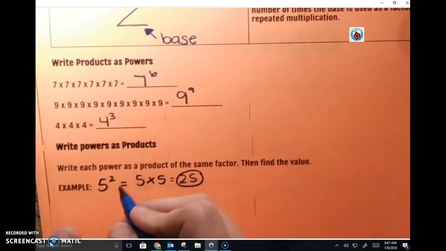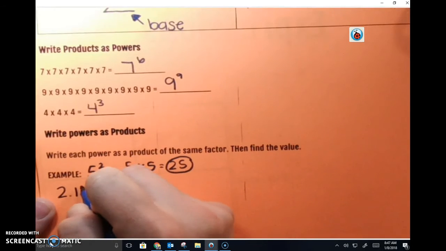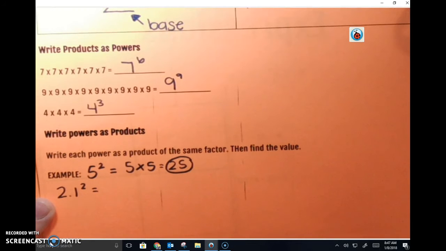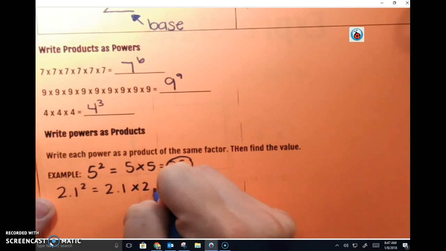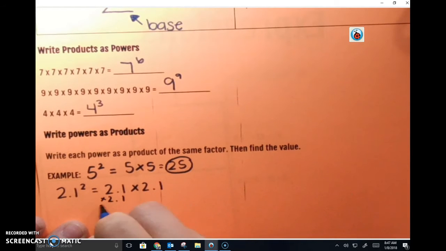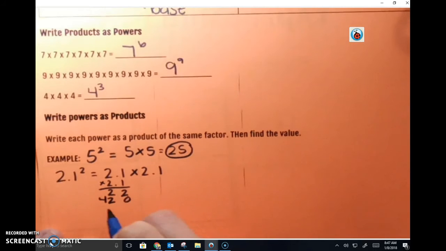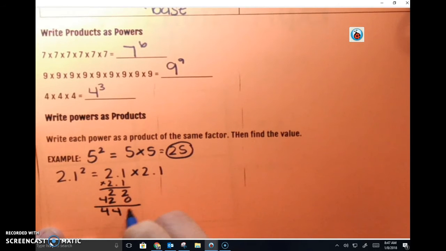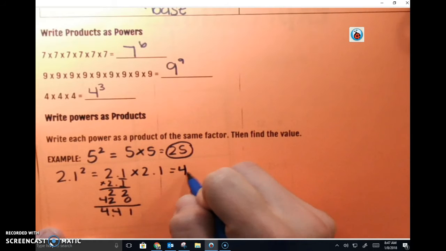Our next one I'm going to show you is 2.1 squared. That means I'm going to write 2.1 twice. So 2.1 times 2.1. I'm going to multiply that. So I get 1, 2. So my answer is 4.41.